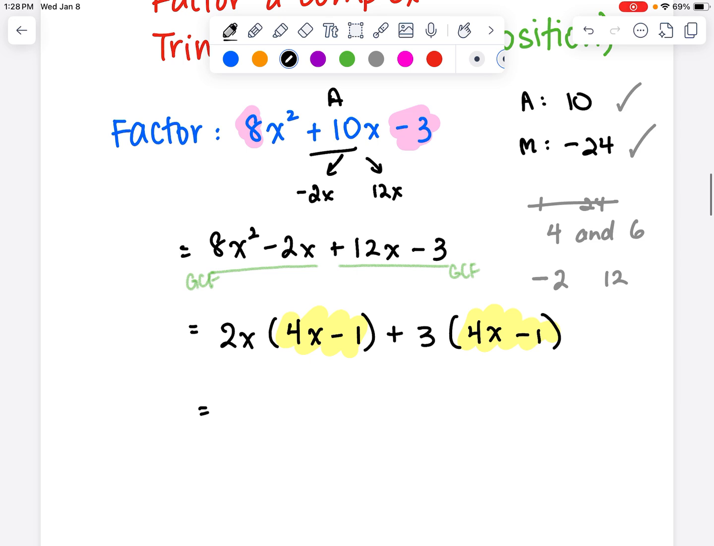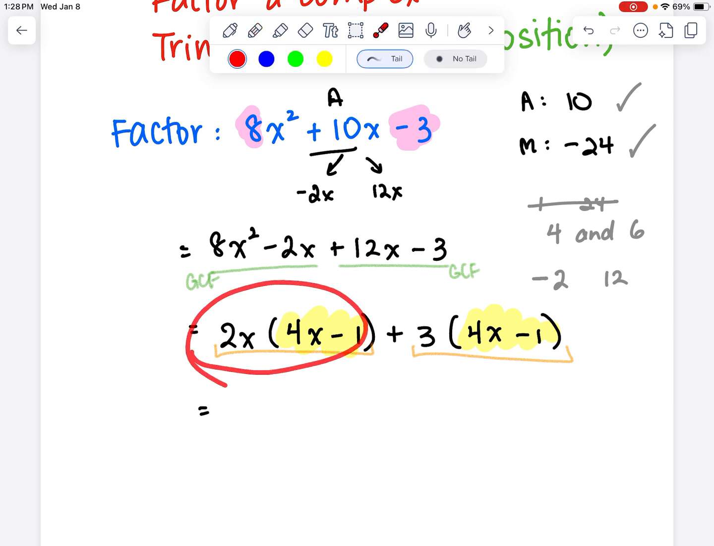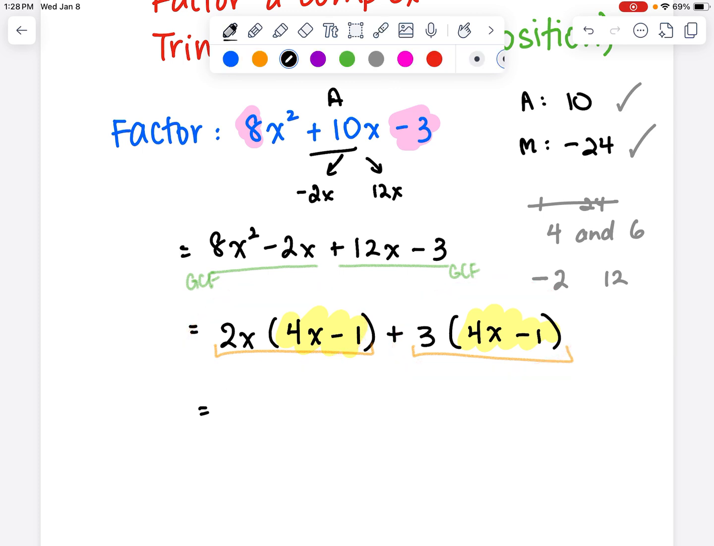Now, if you've done it correctly, you should have the same binomial in those brackets. That binomial now becomes our new GCF if you consider this and this to be your two terms that I'm looking for what they have in common. So what's common between this term and this term? It's 4x minus 1. So that 4x minus 1 goes in front, and what I have left is this part here and this part here, and they go in that bracket.